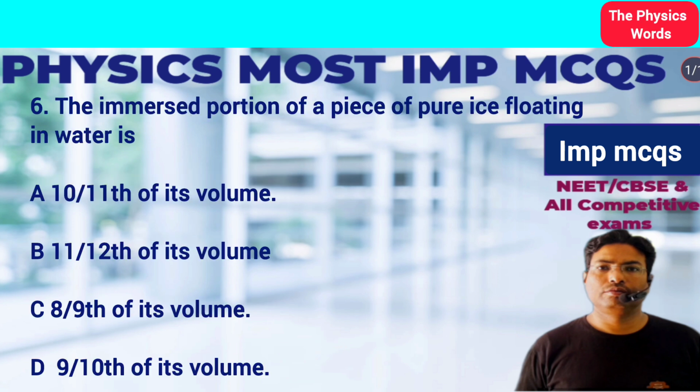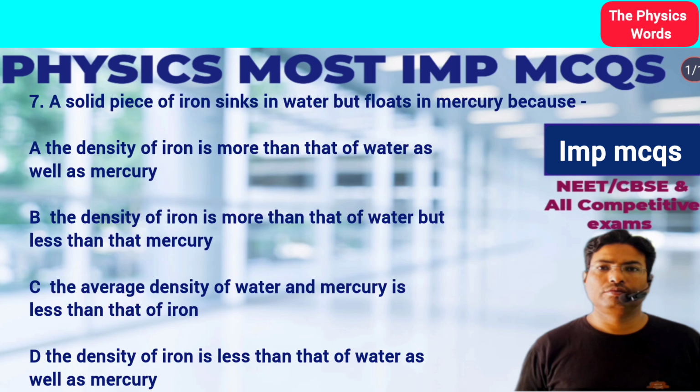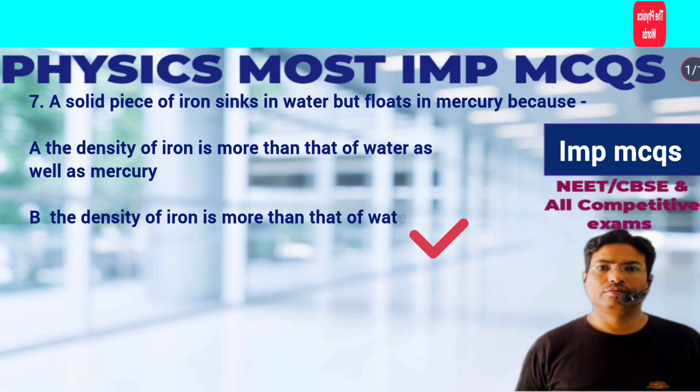Next question. The immersed portion of pieces of pure ice floating in water is. The correct answer is option D, 9/10th of its volume. Next question. A solid piece of iron sinks in water but floats in mercury because. The correct answer is option B. The density of iron is more than that of water but less than that of mercury.